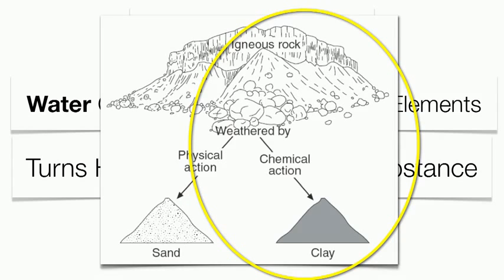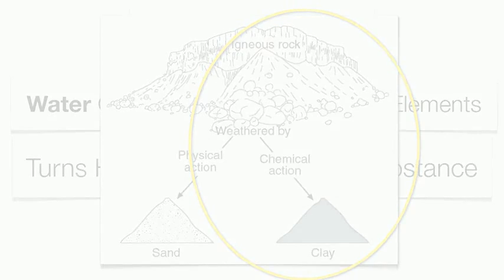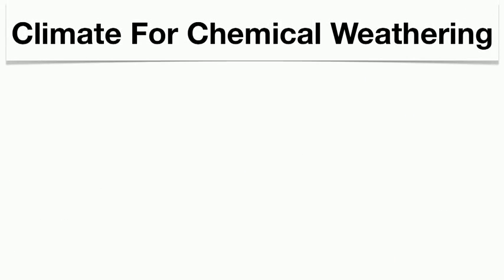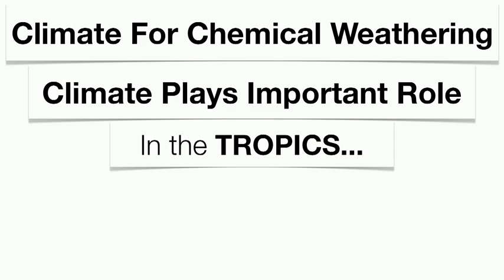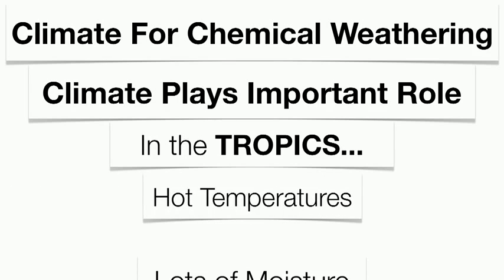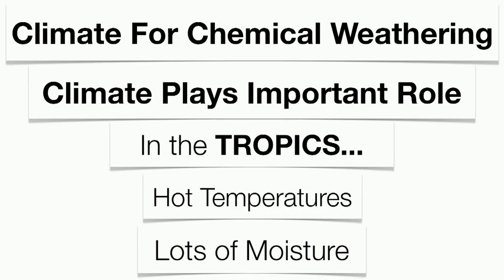Now realize that chemical weathering only happens in certain parts of the country, more prominent than others. So climate's going to have a major impact in terms of the types of chemical weathering that you're dealing with. Basically, the majority of our chemical weathering is going to be found in the tropics, very simply because of the hot temperatures and lots of moisture. You'll see a similarity between chemical and physical weathering in terms of needing a lot of water, but for chemical weathering, you need the hot temperatures as well.